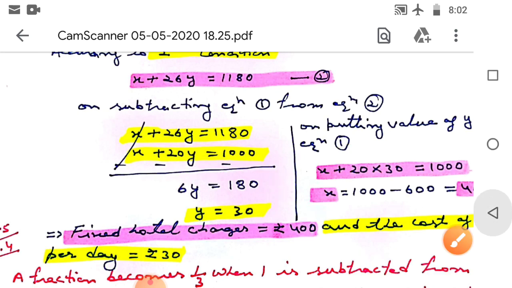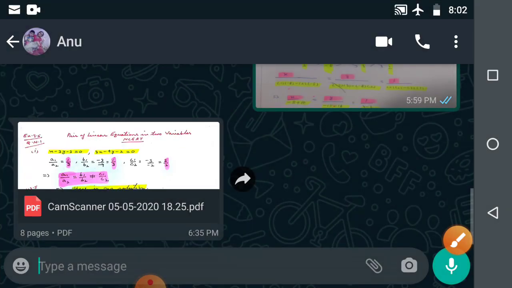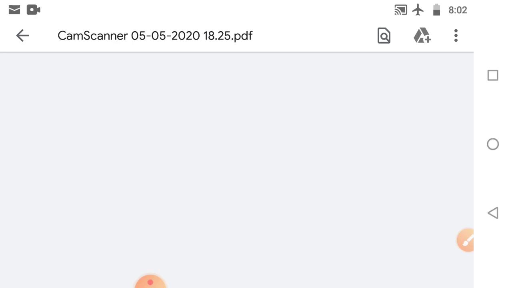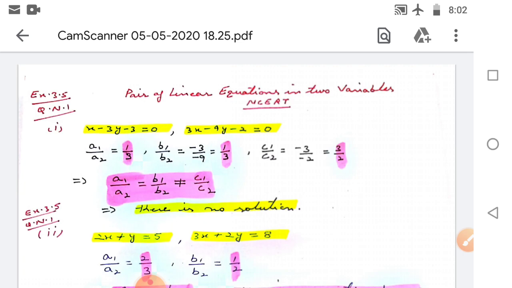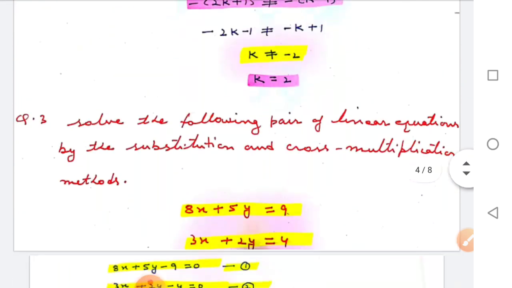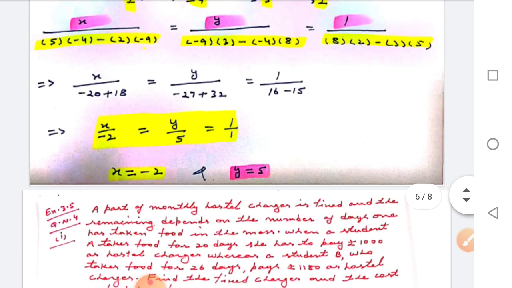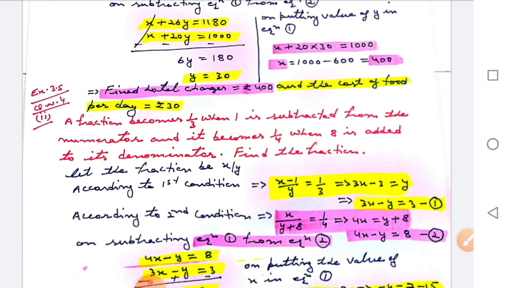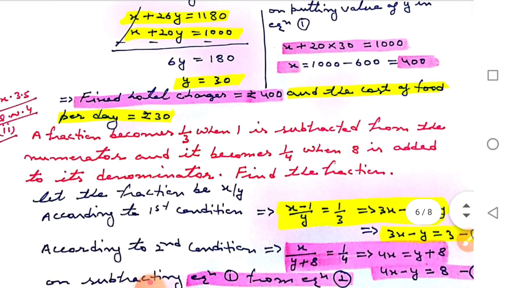So, here it is 400, instead of 4, it's missing a little bit. So, it's 400, right? That is 400. Clear? Okay, this is 400, right?